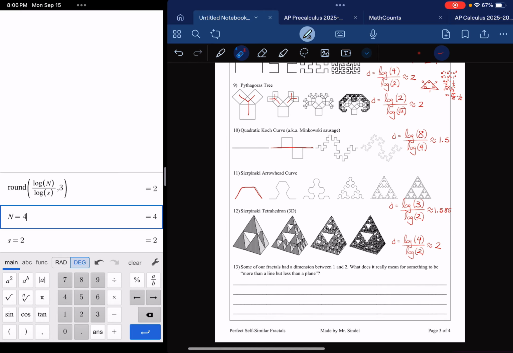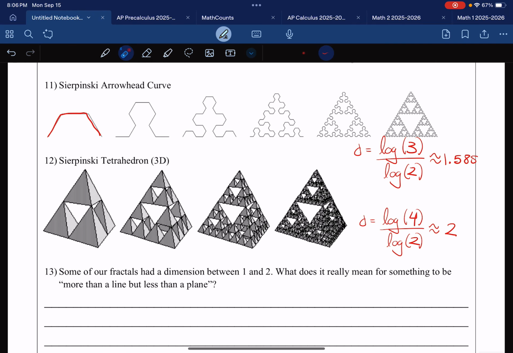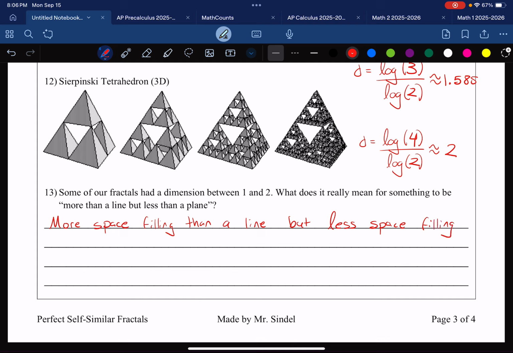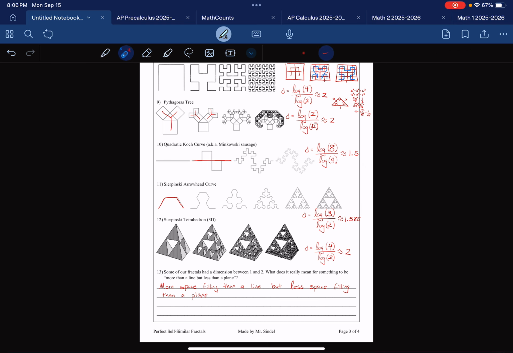Anyway, let's answer some questions. Now, we don't need a calculator for this. So some of our fractals had a dimension between 1 and 2. What does that really mean for something to be more than a line and less than a plane? The general idea here is it's more space filling than a line, but at the same time, less space filling than a plane. A plane covers 100% of the second dimension, but if you fill less than that because you have empty space in here, then it's going to fill less of that space.